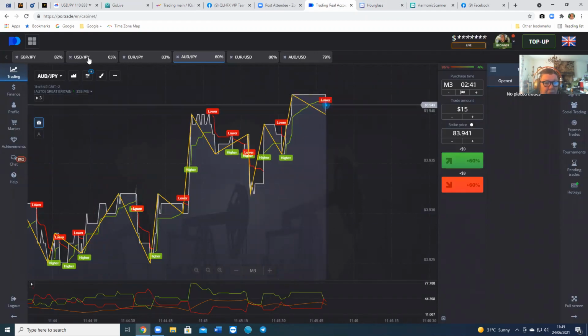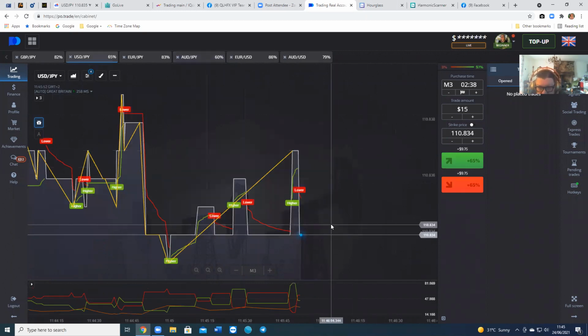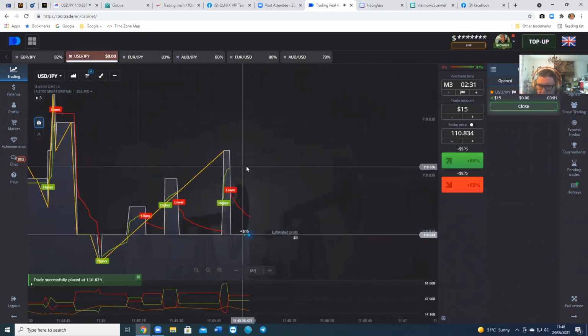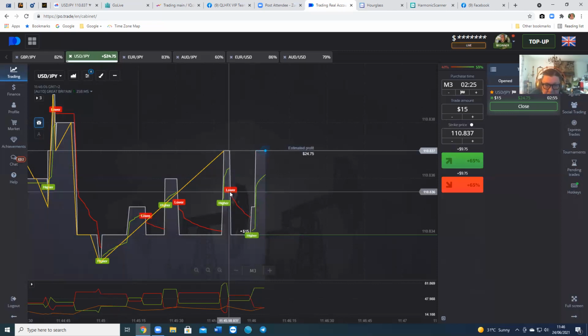Oh, that would help if I was on the correct pair. 65% on this broker. Called at 8:30. So I'll see how I get on with that one. 8:46, sorry, 46 minutes past, off that 45 candle.